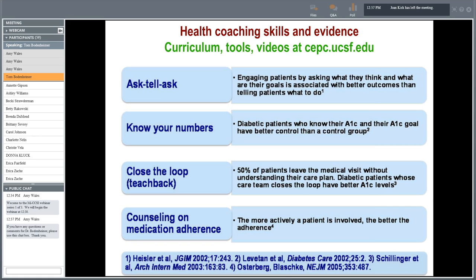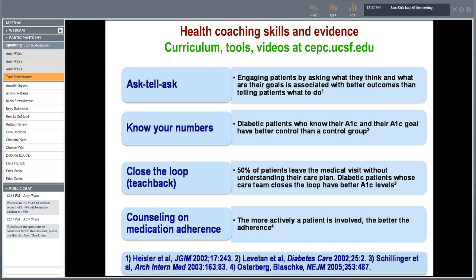Next thing we do in health coach treatment is closing the loop. And this is absolutely critical because the terrible thing is that 50% of people leave the medical office visit without understanding what happened in the visit. Awful. So closing the loop or teach back is asking people to say back what their care plan is.